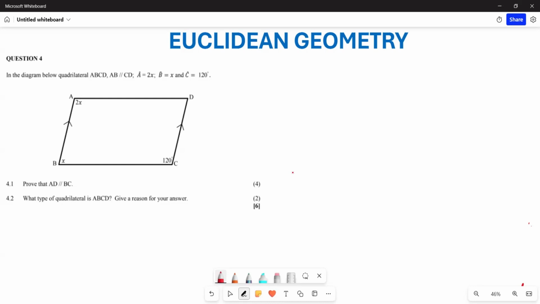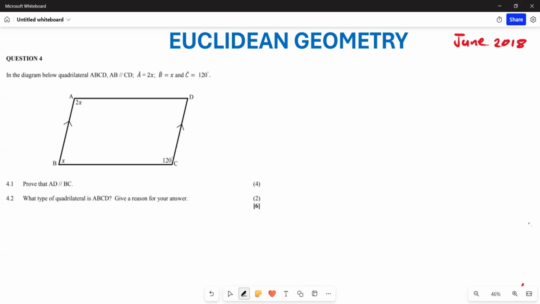What is it that we are doing? This is going to be our June 2018 paper. We're still looking at our grade 10 Euclidean geometry. Now, what is it that we are going to do here?